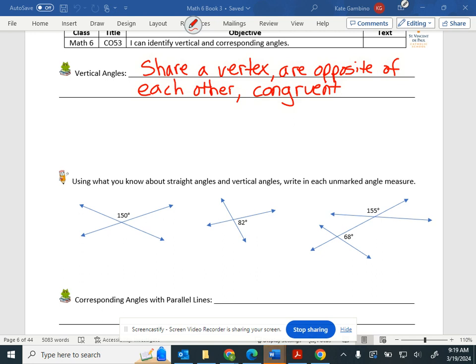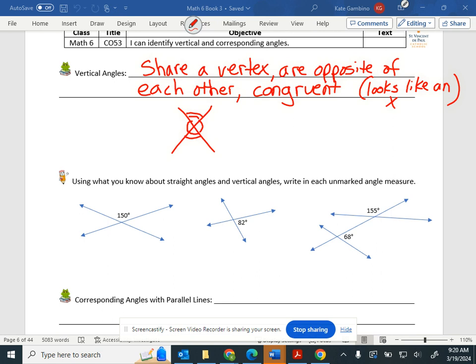I'm going to draw one to remind us when we see the X. You could write, looks like an X. So you can write that to remind yourself, vertical angles look like the X. So we know this angle is opposite of this angle, so they are congruent. These two angles are opposite, they are congruent. Those are vertical angles. So they're opposite sides of each other on that X.